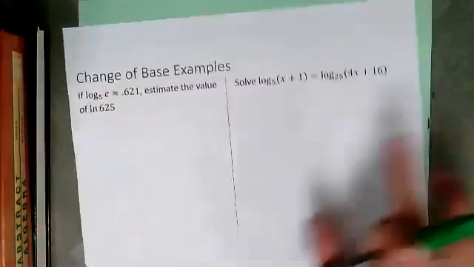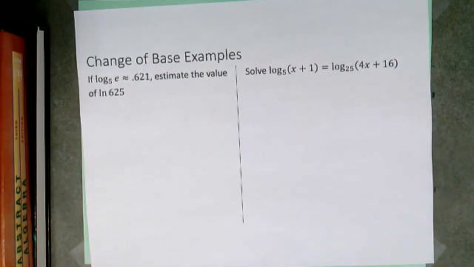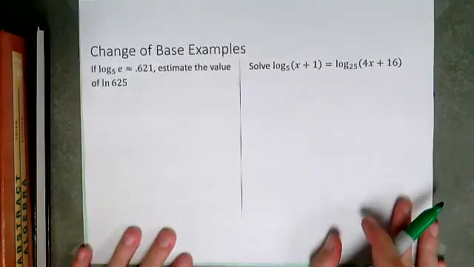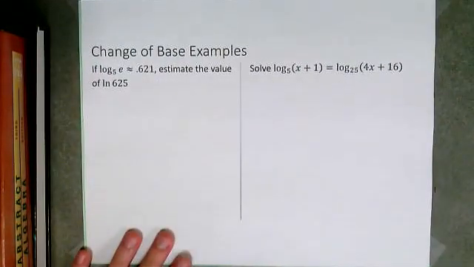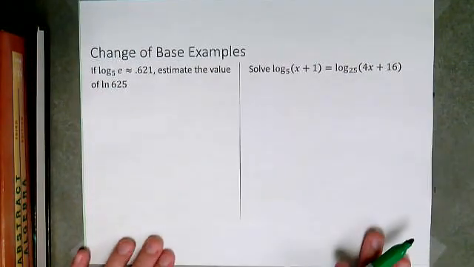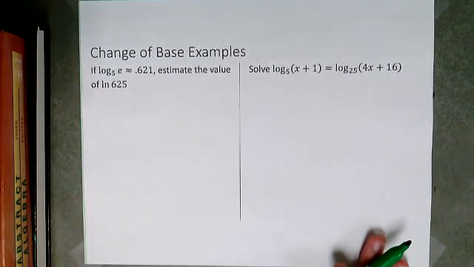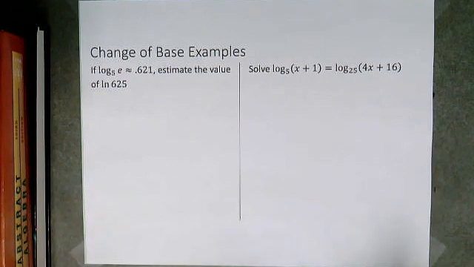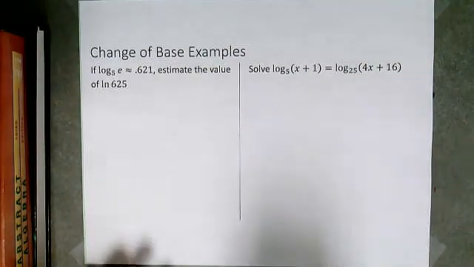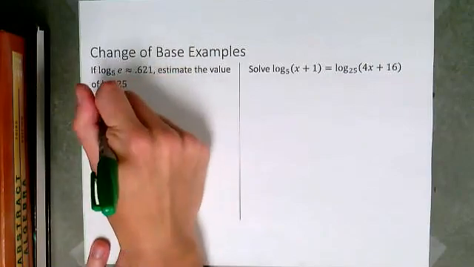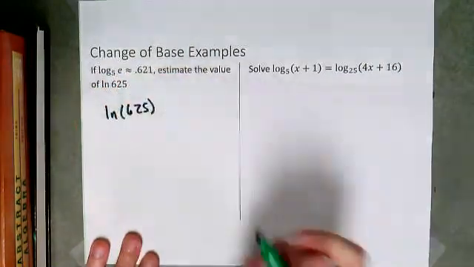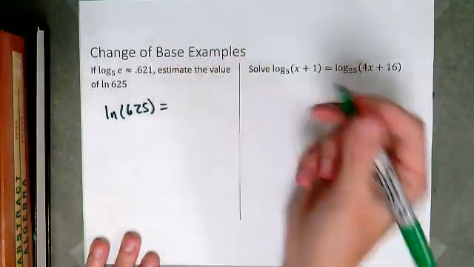So now let's do a few examples of change of base. Log base 5 of e is approximately 0.621. Estimate the value of natural log of 625. Well, we're given log base 5 of e, sorry, that was so wrong. We're given that log base 5 of e is something, right? So we would want to use that base in our change of base. So we want to find out what natural log of 625 is. Well, let's change it to log base 5.